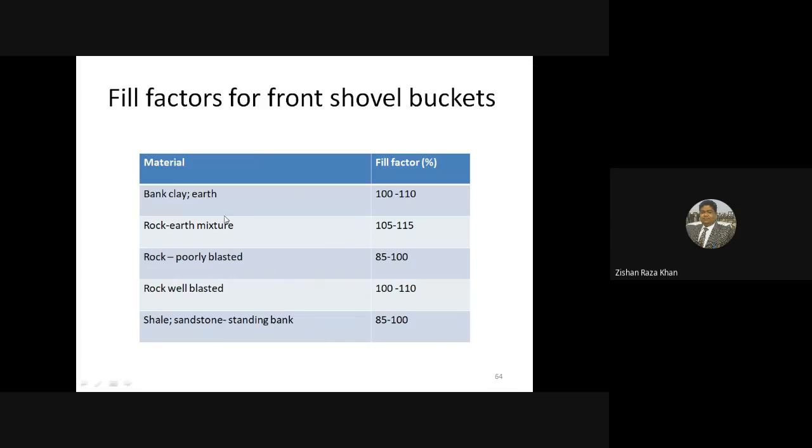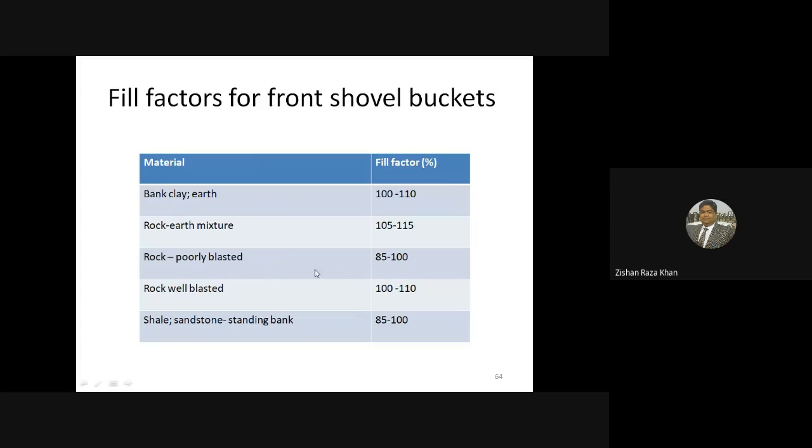Now we shall see a table which indicates the bucket fill factor. If we are working with a material which has a cohesive nature, this ensures a better fill factor as compared to loose material which may easily slip from the bucket while filling. So bank clay and earth have a fill factor of up to 100% to 110%. Rock earth mixture is even better, 105% to 115%.